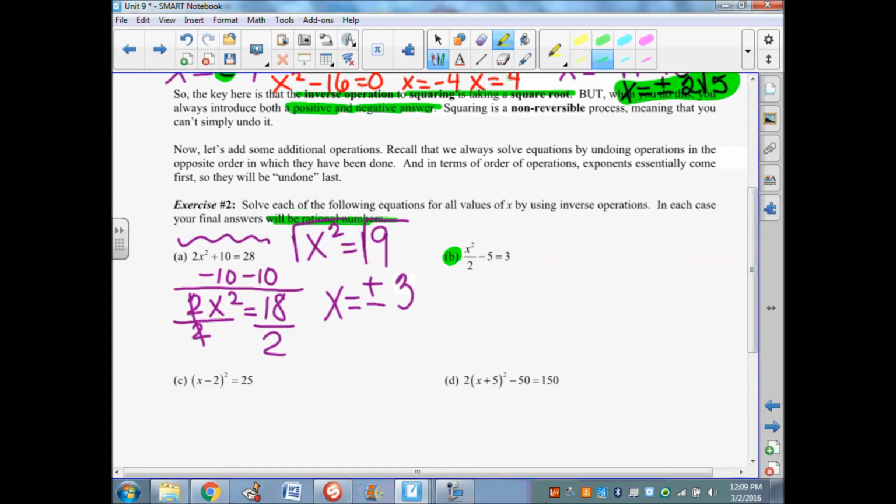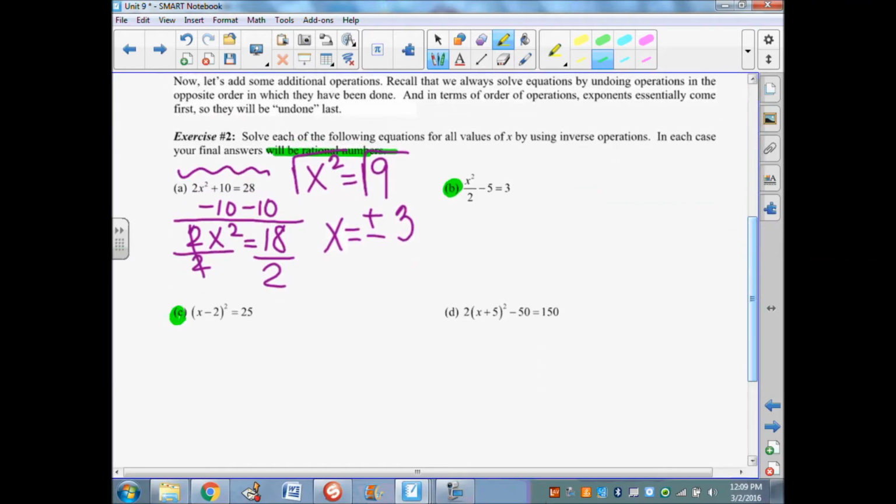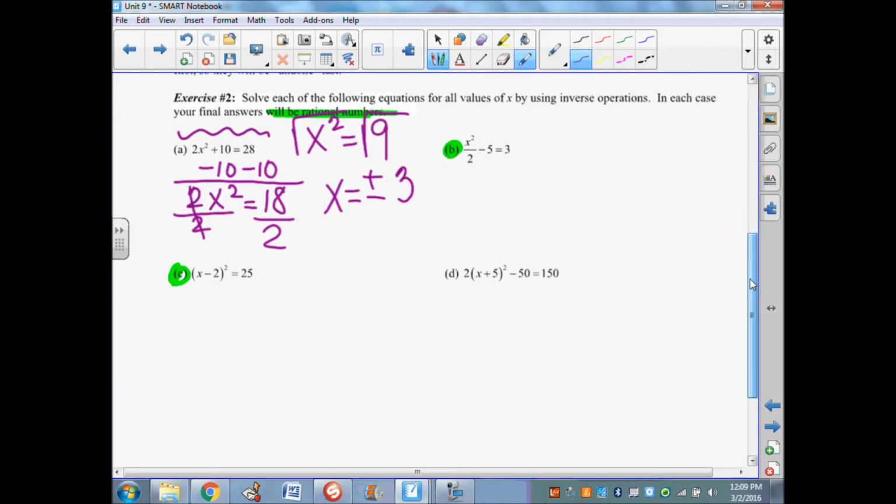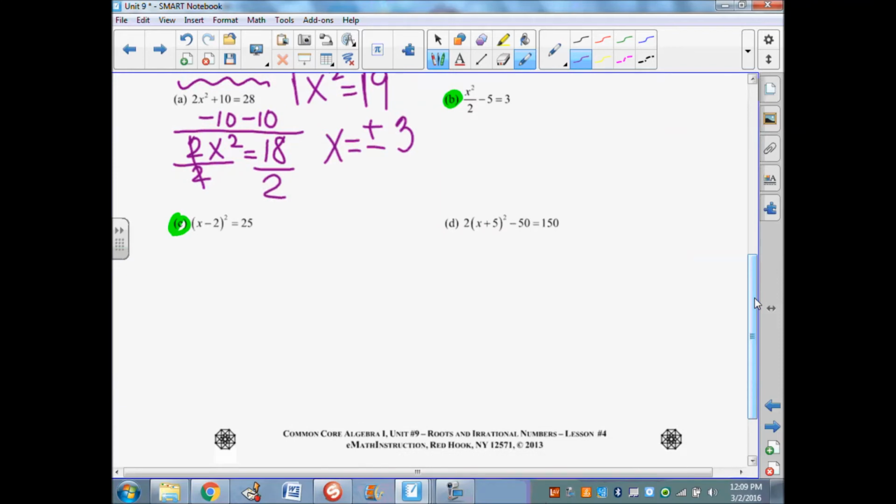You guys are going to do B on your own and C on your own. Let's do D together. So D definitely picked it up a notch here. So when I look at this, I want to add 50 to both sides because eventually, okay, we've got to get x by itself.